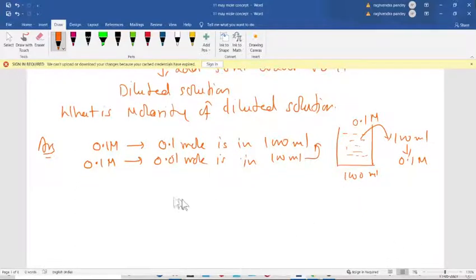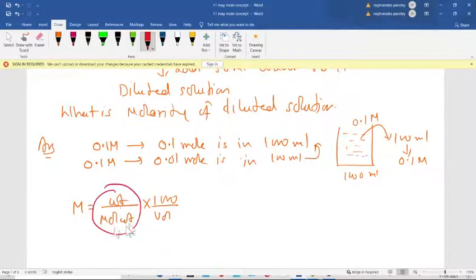Okay, let's understand this way. Molarity, what is the formula we took? Molarity is weight upon molecular weight into 1000 upon volume in ml. Weight upon molecular weight is your moles, so I can write this as number of moles n into 1000 upon volume in ml. That you know already.